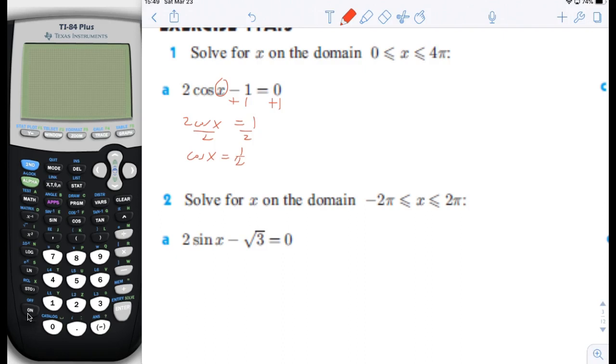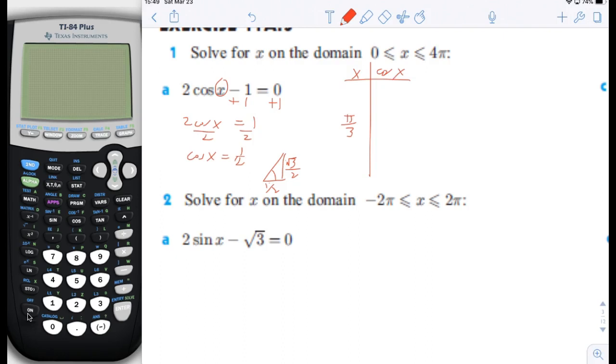Now we just need to use our knowledge of the unit circle. What's the most obvious angle which gives us a cosine of 1 half? Cosine of 1 half means the x coordinate is 1 half. The y coordinate that goes with 1 half would be square root of 3 over 2. This looks like 60 degrees, right? So x equals pi over 3, which is 60 degrees in radians, would be one of the solutions.